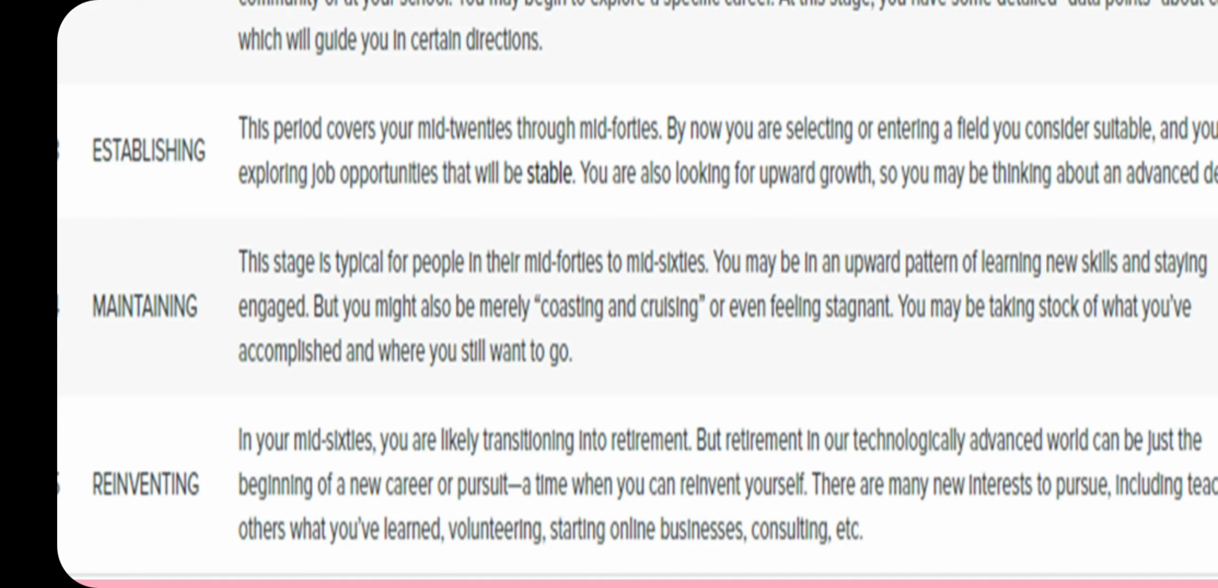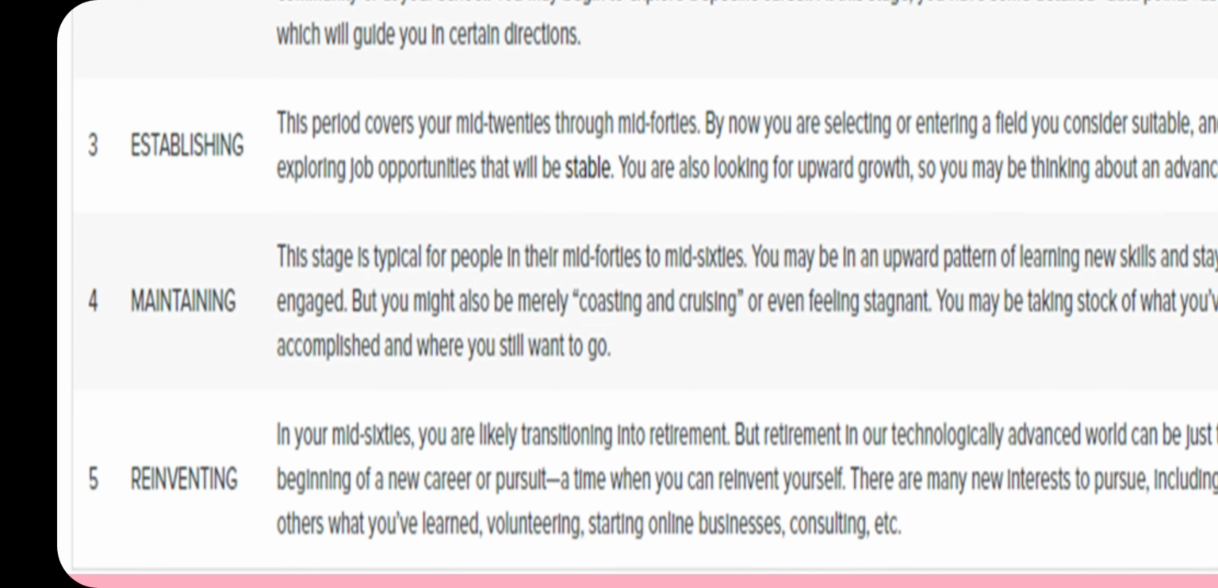Meaning to say, in your mid 60s, you are likely transitioning into retirement. But retirement in our technologically advanced world can be just the beginning of a new career or pursuit. A time when you can reinvent yourself. There are many new interests to pursue, including teaching others what you've learned, volunteering, starting an online business, consulting, or etc. So that's why I've said in maintaining, after that stage, you'll be asking yourself if you still want this kind of career, or you will let go na.